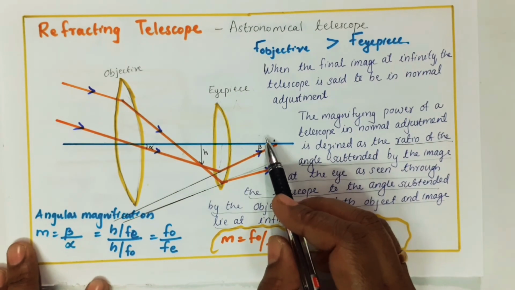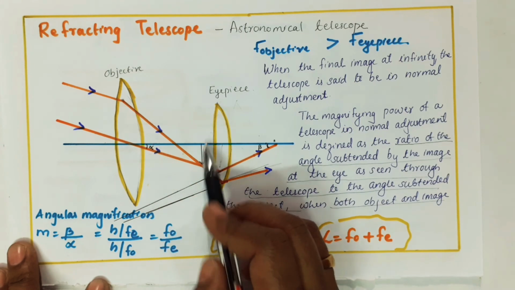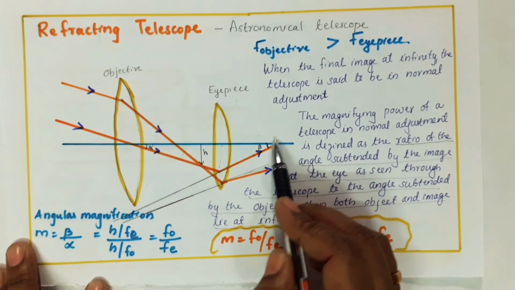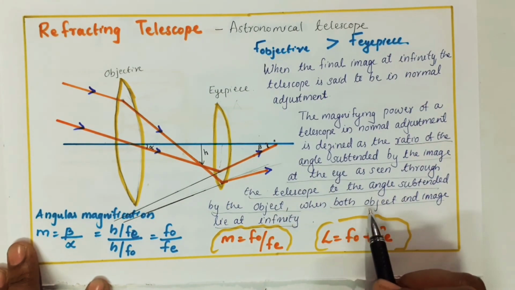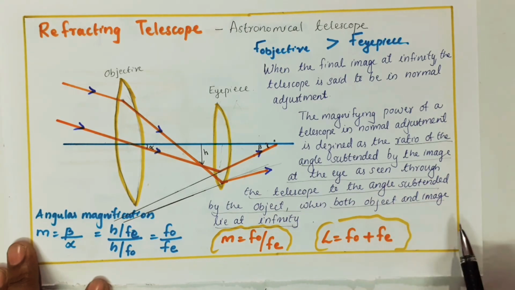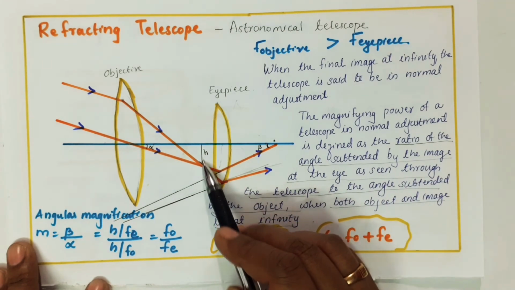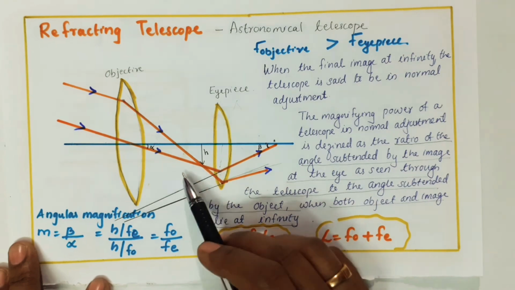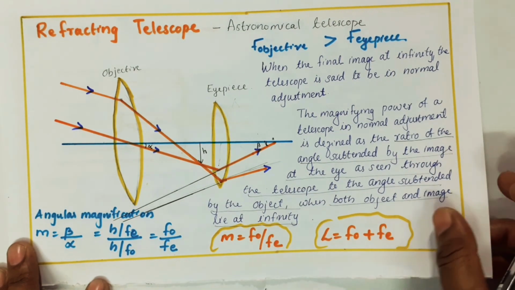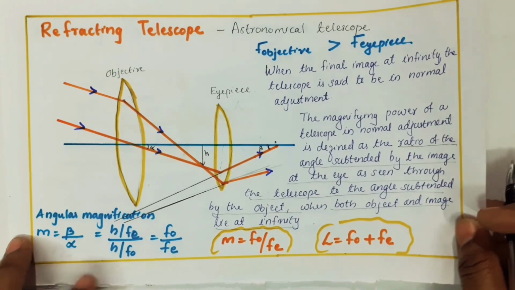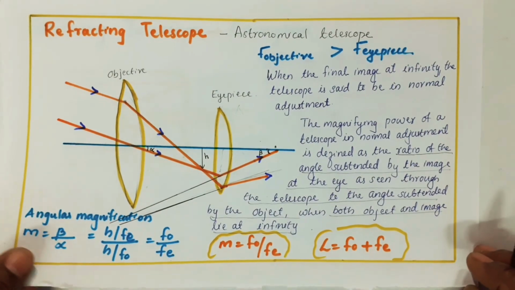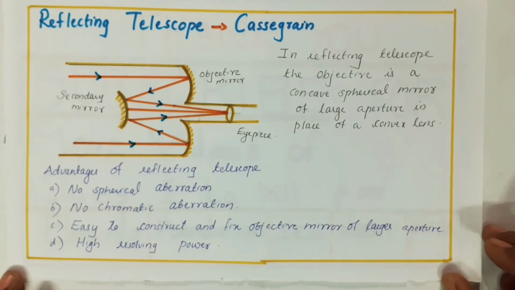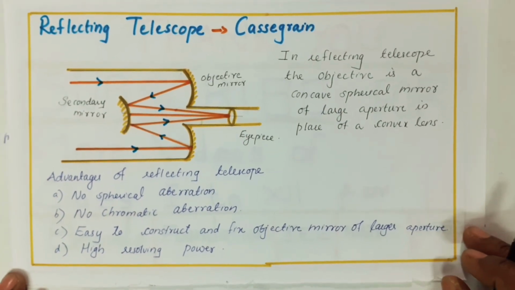Then we take two angles, beta and alpha. Tan alpha is h by this one, that is Fo. Tan beta is h by Fe. Why are we taking this as Fe? Because we are taking the object at infinity and the image also at infinity, so this should be at the focus. In that way, we have taken it. So Fo by Fe is the equation for magnification of a refracting telescope. The name is refracting because refraction is taking place here. But this telescope has a lot of disadvantages, so another telescope is used, called the reflecting telescope.